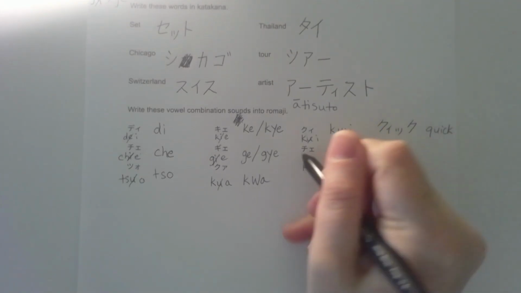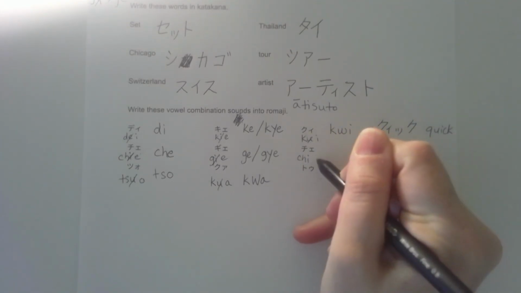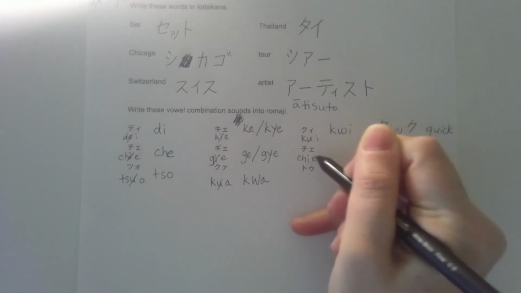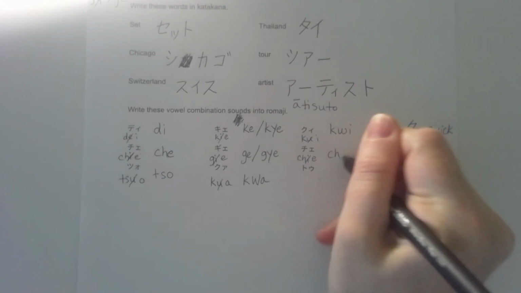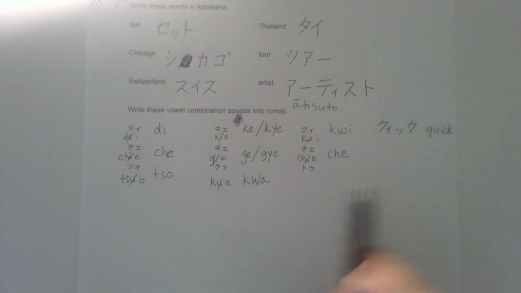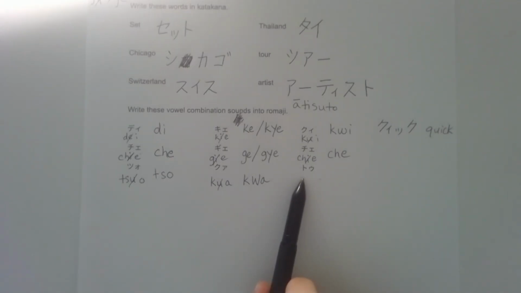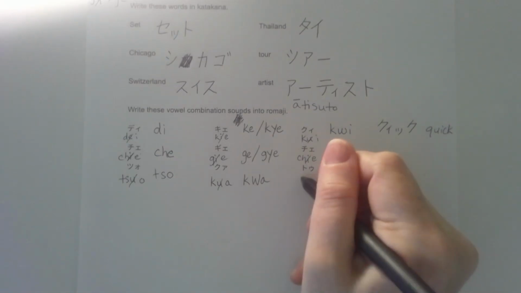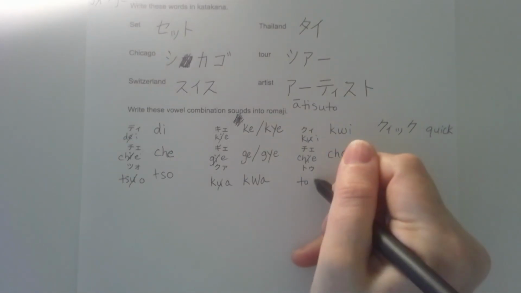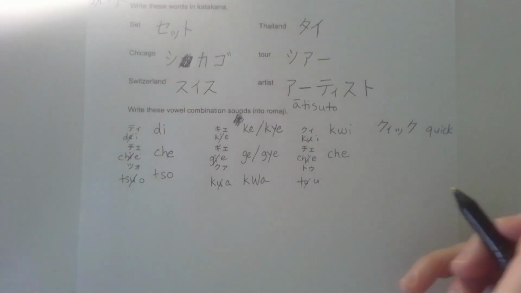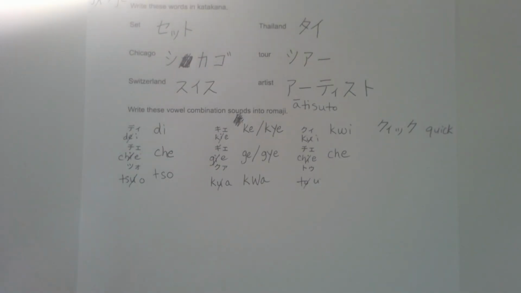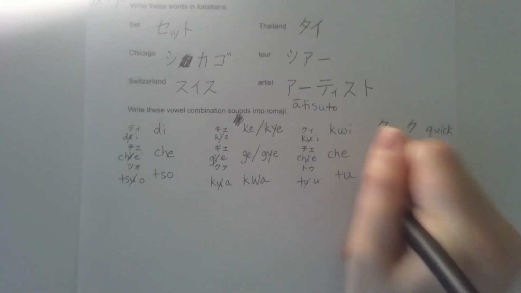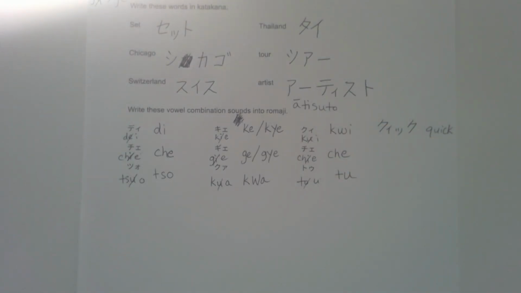Then we have a chi and a small e. This is che. And then here we have a to and a small u. It makes a too sound. For example, 20 in Japanese would be twenty.